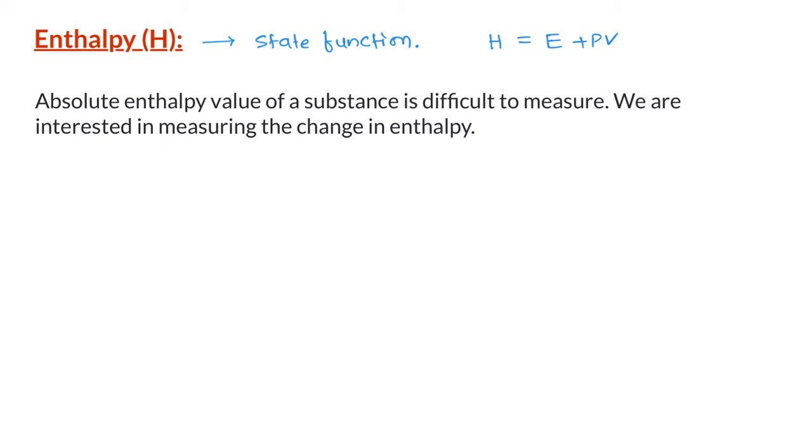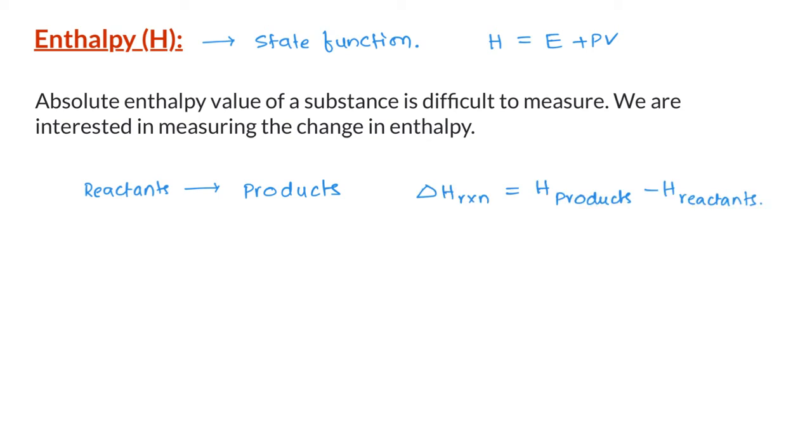Let us consider a chemical reaction or a process in which reactants are converted into products. Since enthalpy is a state function, we can write that the enthalpy change of this reaction or process is equal to the total enthalpy of products minus the total enthalpy of reactants. We know that H is equal to E plus PV. Delta H will be equal to delta E plus delta PV.